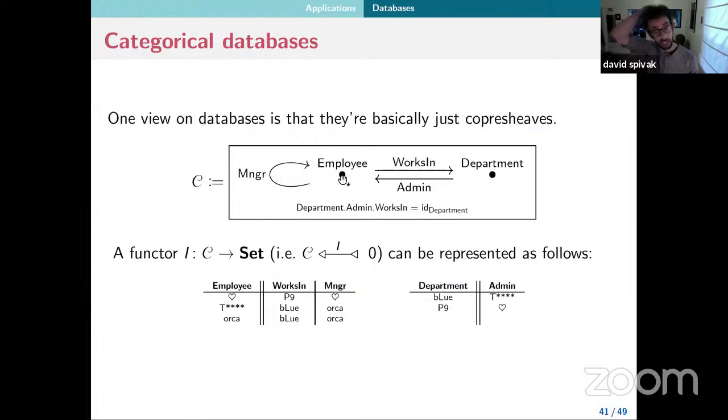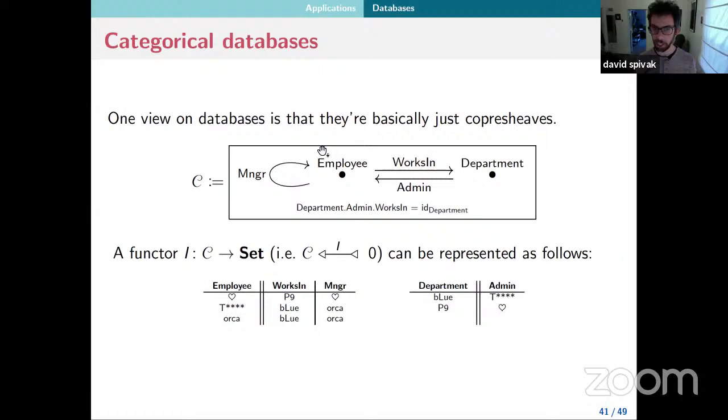What's a database? A database has a schema, and you can think of it as a copresheaf, basically, or roughly. We'll get to what it is more in a second. So here I have a category represented. It's got two objects, employee and department. It's got a morphism called manager from employee to itself, works in, which takes every employee to a department, and admin, which takes a department to an employee.